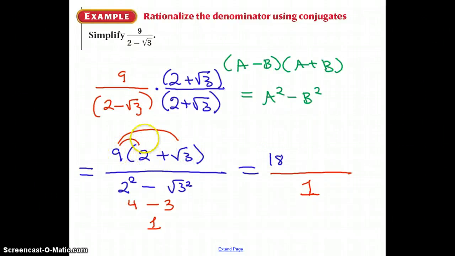And when we multiply 9 and square root of 3, we get 9 square root of 3. Now, because the bottom of our fraction has 1, we don't actually need to write it. So we can simplify it and write it as 18 plus 9 square root of 3.